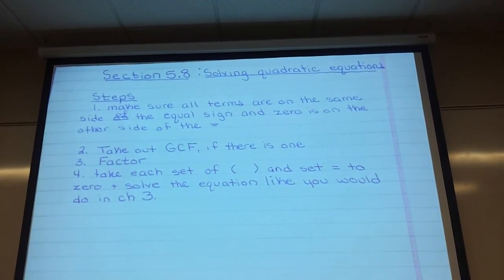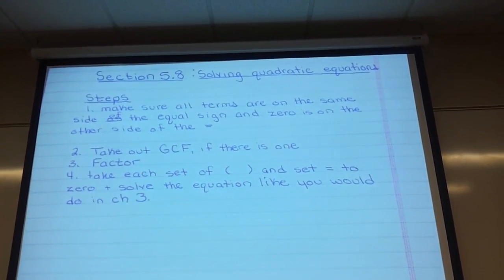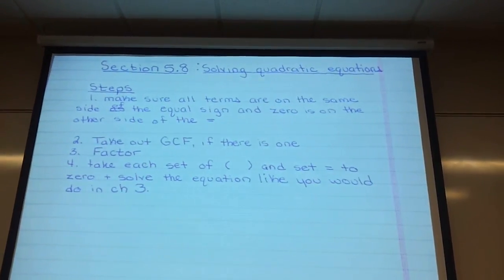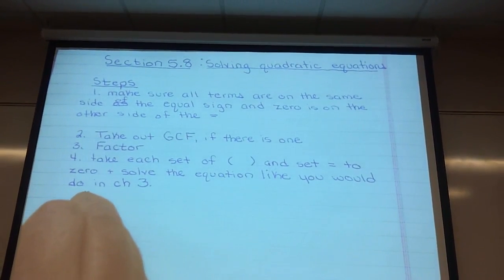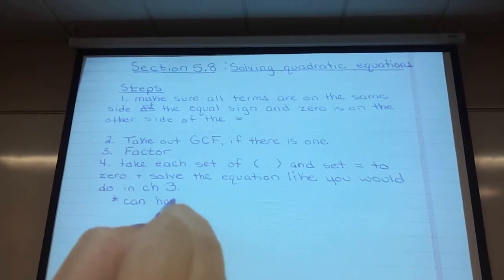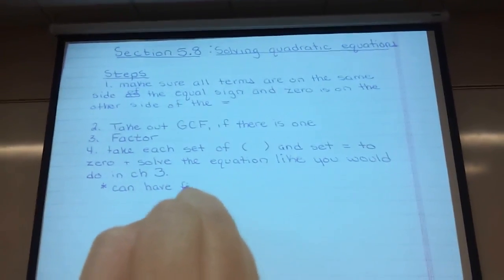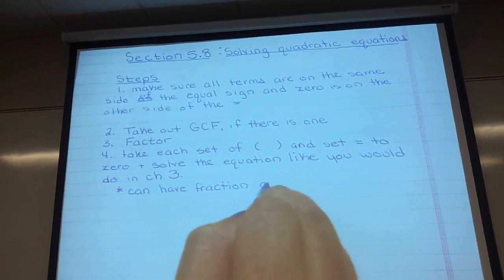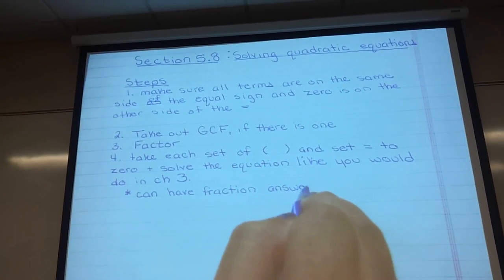Does that mean, when you say chapter 3, just solve it like it was a linear? Yeah, like that. And you can make a little note now: can have fraction answers. Icky fractions. Yes, that's exactly how I feel. But you don't have to do anything with them, so it's okay.